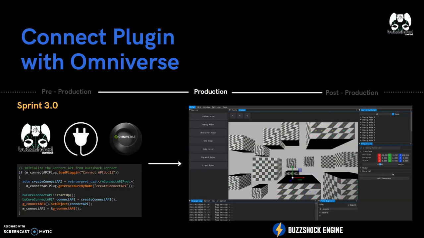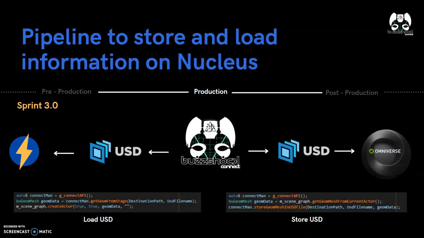So Buzzshock Connect gets information from Omniverse, and passes the information through the engine and through the Nucleus server. We have a pipeline to store and load information from Nucleus. In this case, we have two ways. Buzzshock Connect can create USD files and send that information to Omniverse, but it can also get the information from USD files and transform it into custom data in the engine of Connect.